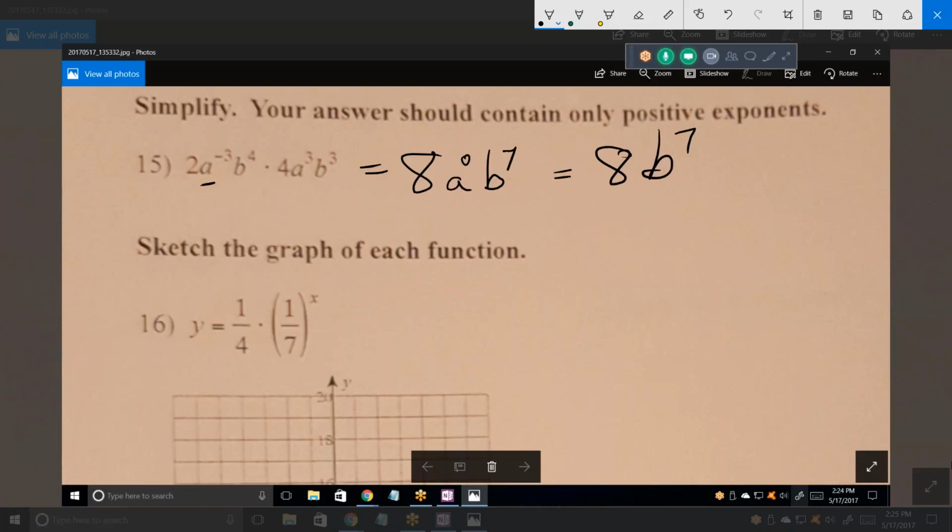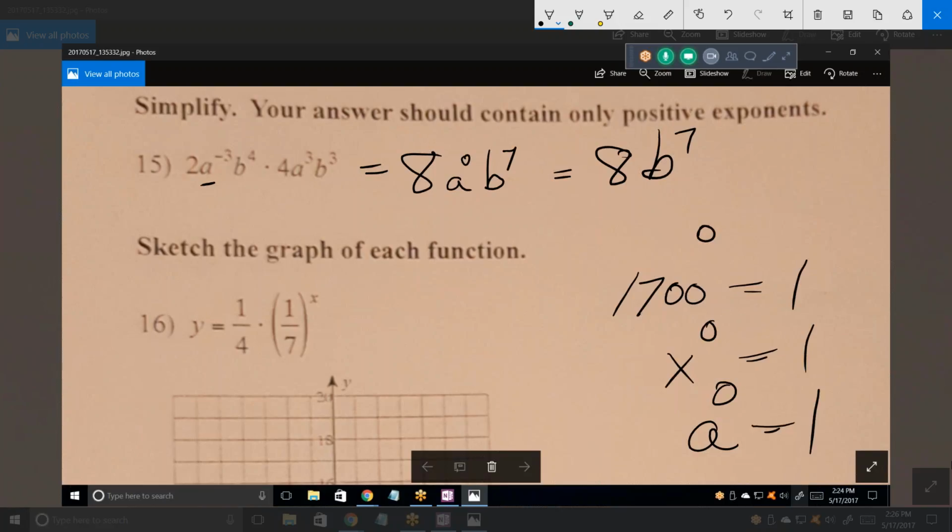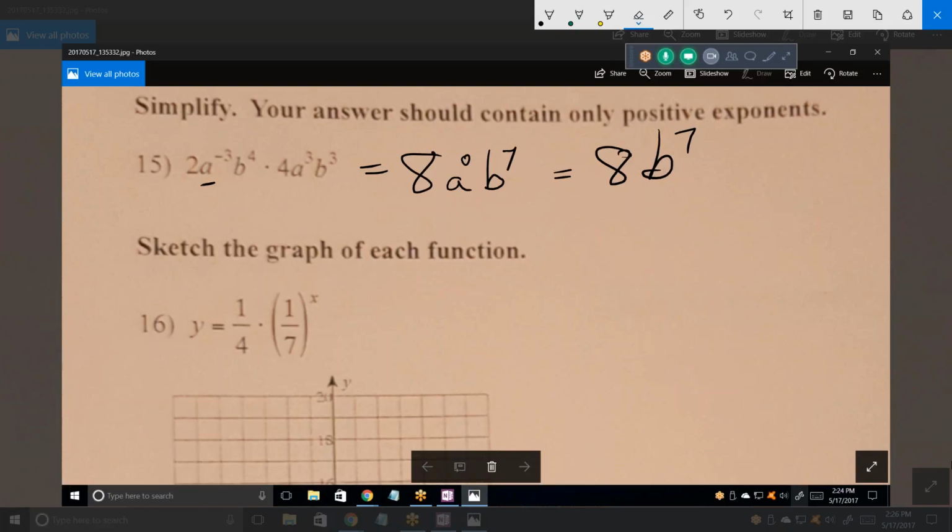In other words, any number to the 0 power is 1, always. It can be 1700 to the 0th power, it can be x to the 0 power, it can be a to the 0 power. They're all equal to 1. One of the most important things you can remember in math is that any number to the 0th power is equal to 1.